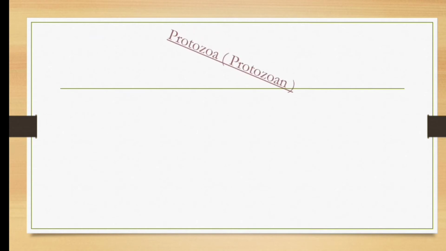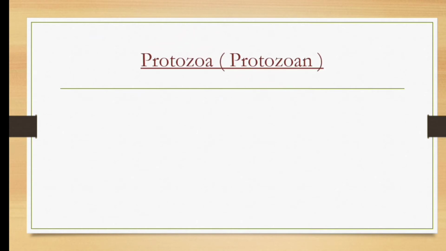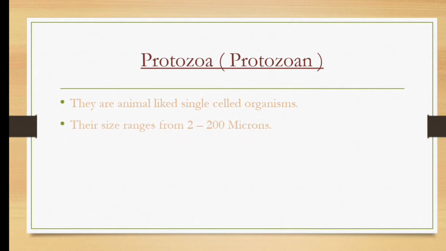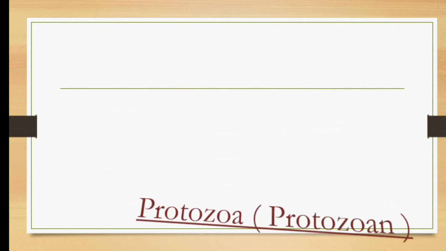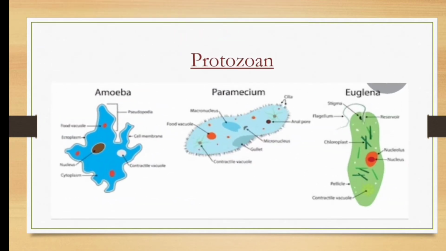Next topic is protozoa, whose singular form is also called protozoan. Protozoa or protozoans are animal-like single-celled organisms. Their size ranges from 2 to 200 microns. Examples of protozoa are amoeba, paramecium, euglena, etc. Now you can see all three examples of protozoan, that is amoeba, paramecium and euglena.